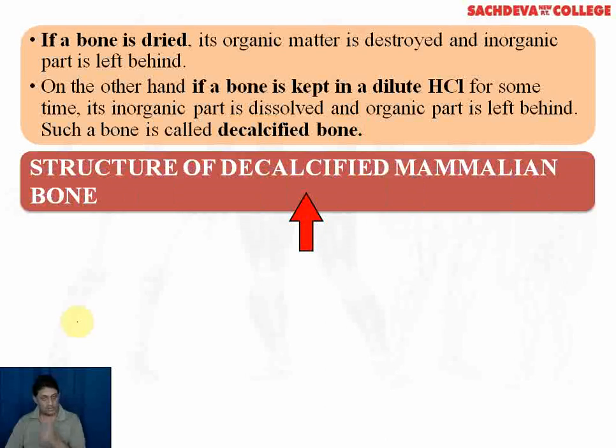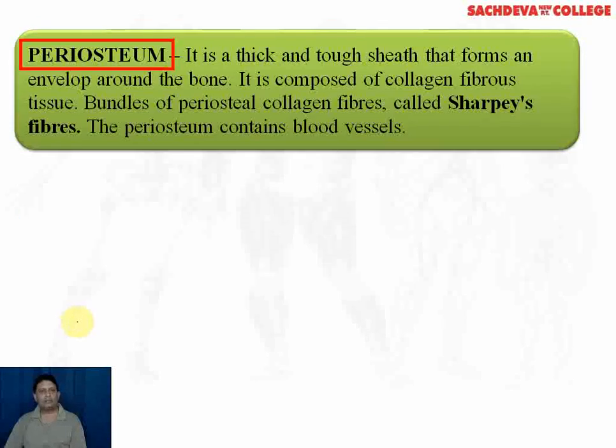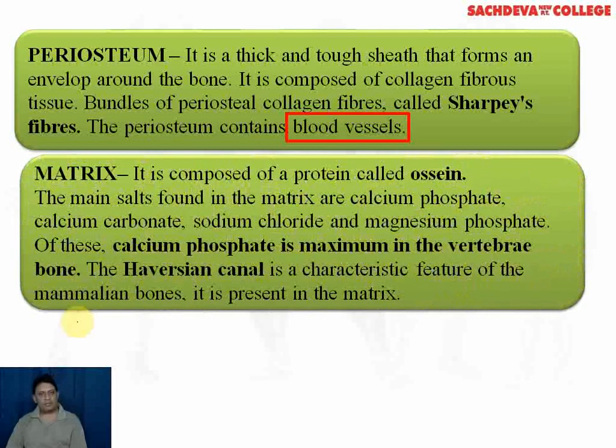If we study the structure of decalcified mammalian bone, it consists of four parts: periosteum, matrix, endosteum, and the bone marrow. Periosteum: peri means all around and osteum means bone. Therefore, periosteum is a thick, tough sheet which envelops the bone. It is composed of collagen fibers. Bundles of collagen fibers are called Sharpey's fibers. These Sharpey's fibers connect the bone with the periosteum. The periosteum is also important because it contains blood vessels.